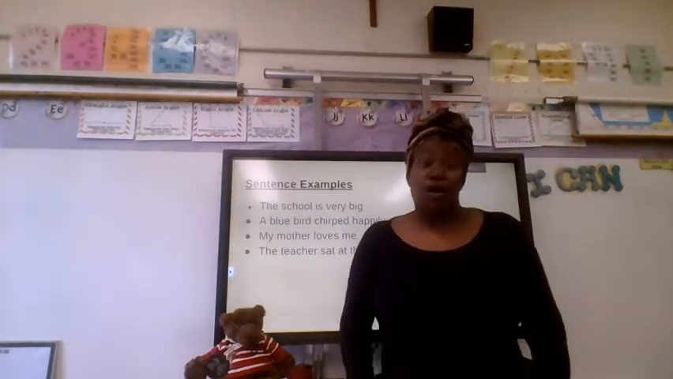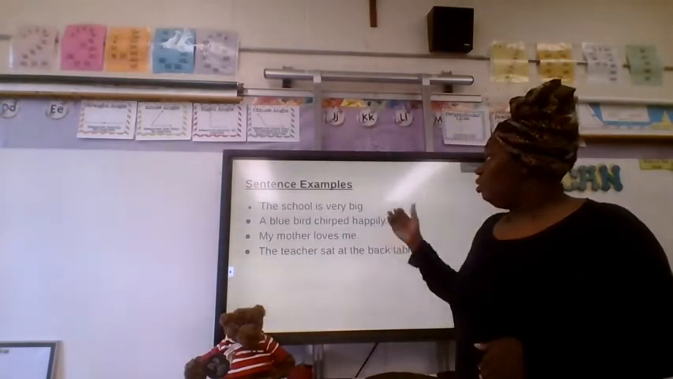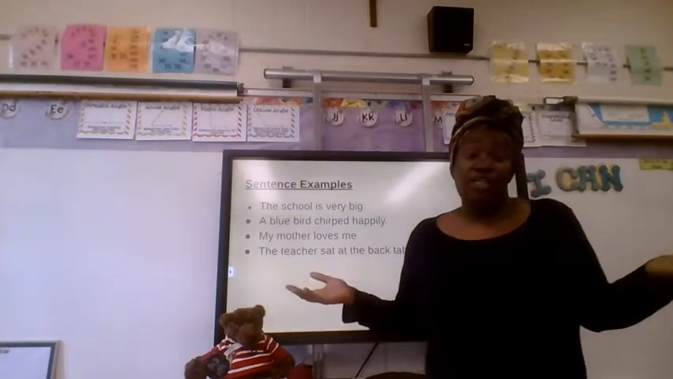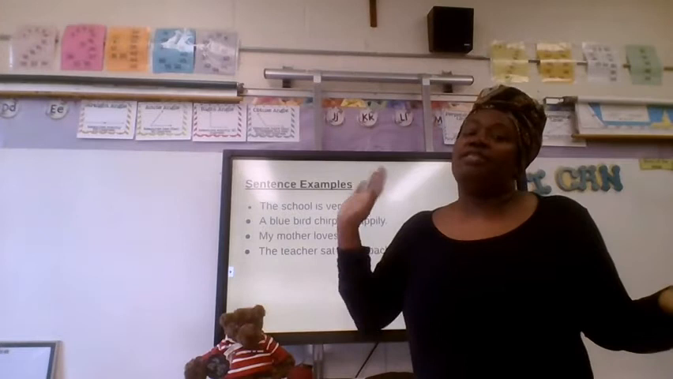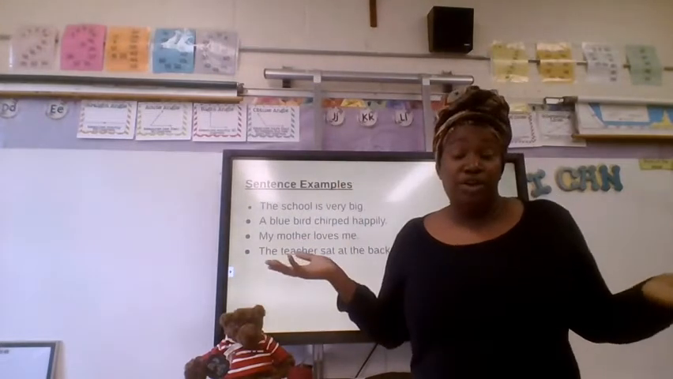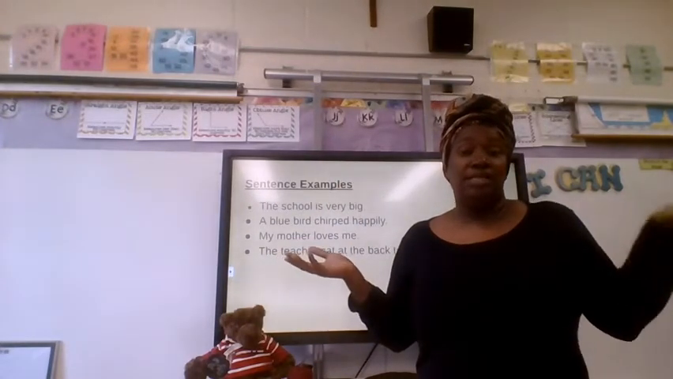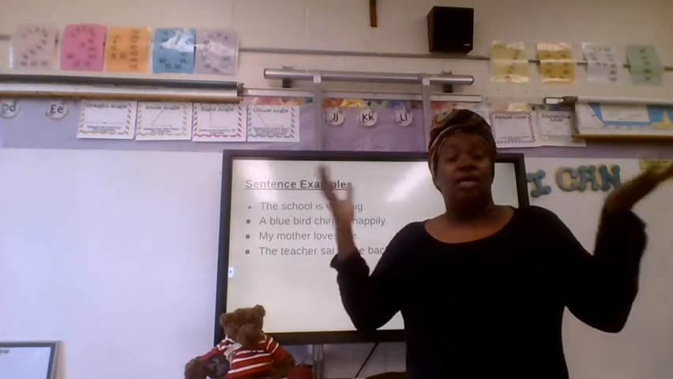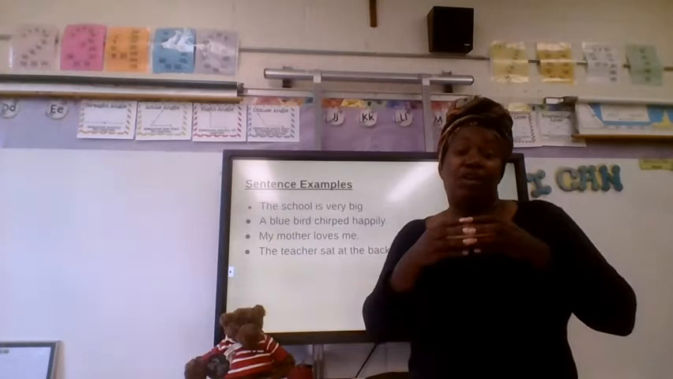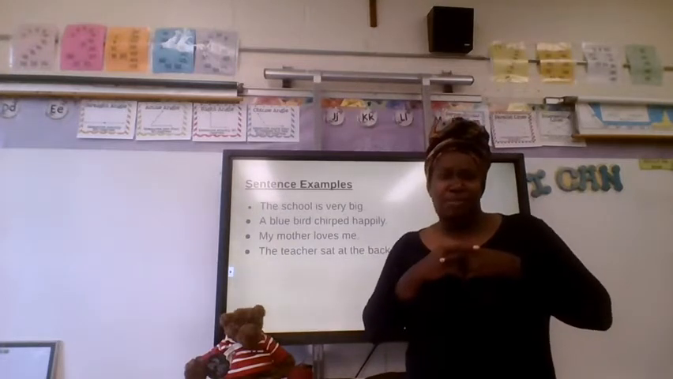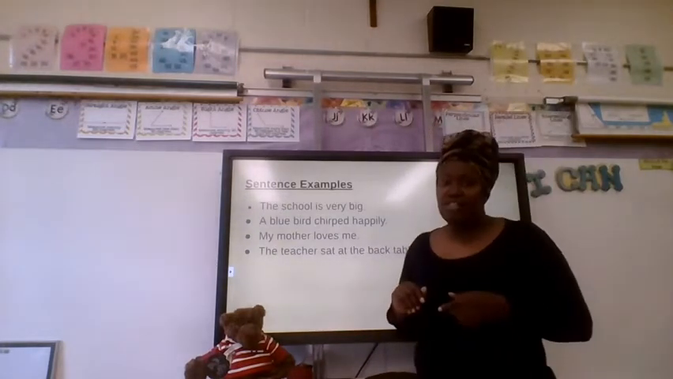Sentence examples. The school is very big. Who or what are we talking about? The school. What did we learn about the school? It's very big. We have two parts, a subject and a predicate. We have a whole sentence. Good job. Let's check out that next one.